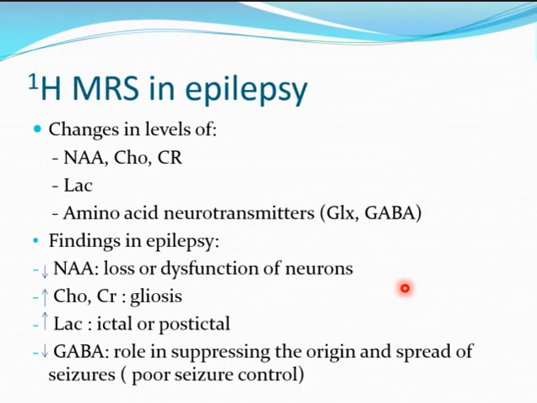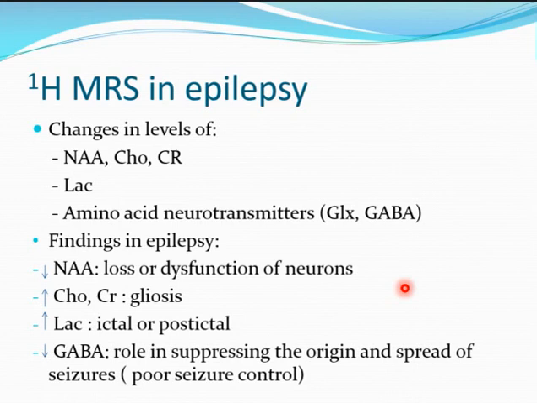While MR spectroscopy in epilepsy should show changes in the levels of NAA, choline, and creatine, some lactate, and some amino acid neurotransmitters like glutamate and GABA. So what are the findings in epilepsy? Epilepsy causes decreased blood flow to certain parts of the brain, the epileptogenic focus, resulting in decreased NAA and decreased choline and creatine due to gliosis. Okay? Should have some increased lactate due to interrupted blood supply going to anaerobic metabolism, and decreased gamma-aminobutyric acid, which has a role in suppressing the origin and the spread of the seizure.